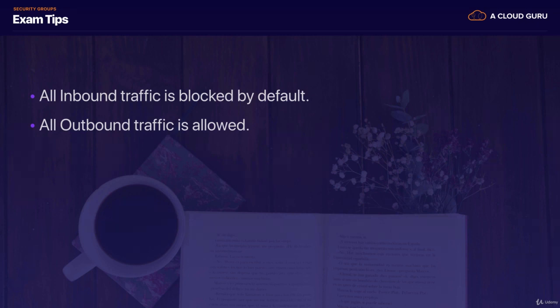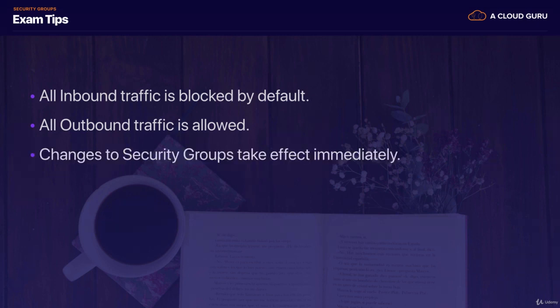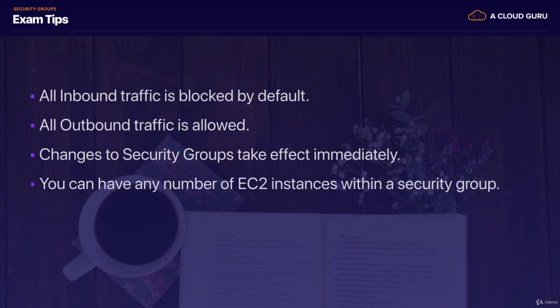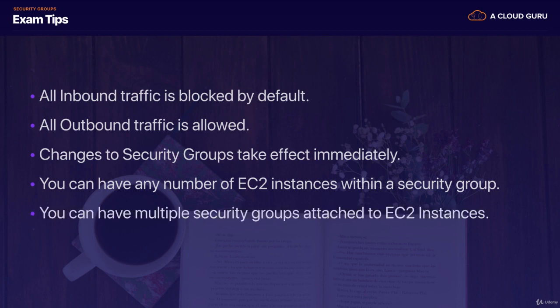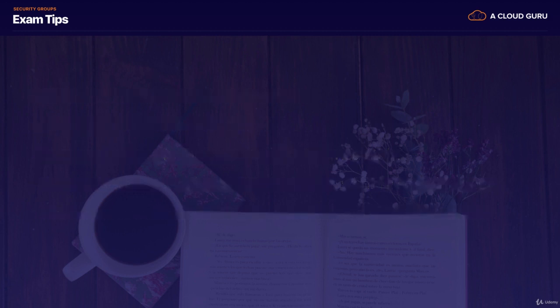And the reason for that is security groups are stateful, which we're about to come up to. Changes to security groups take effect immediately. So as soon as we deleted port 80, we could no longer access our website. As soon as we added it again, we could. You can have any number of EC2 instances within a single security group, and you can also have multiple security groups attached to EC2 instances. So there is not a one-to-one relationship at all. You can have as many EC2 instances within an individual security group as you want, and likewise, you can have multiple security groups attached to individual EC2 instances.